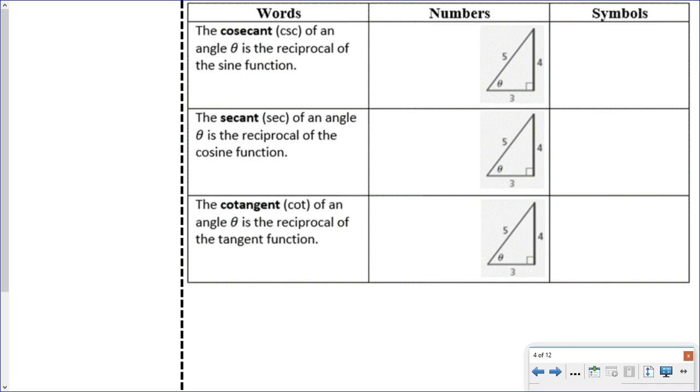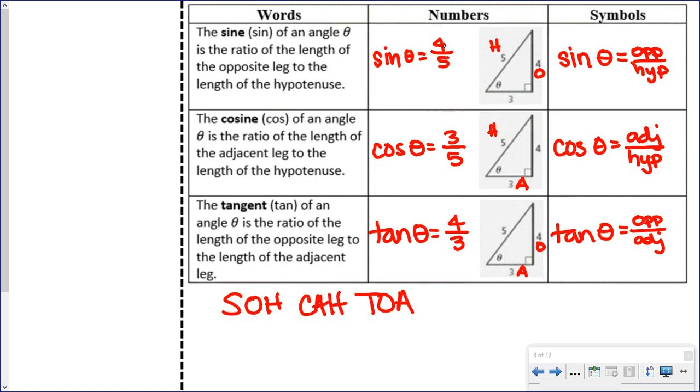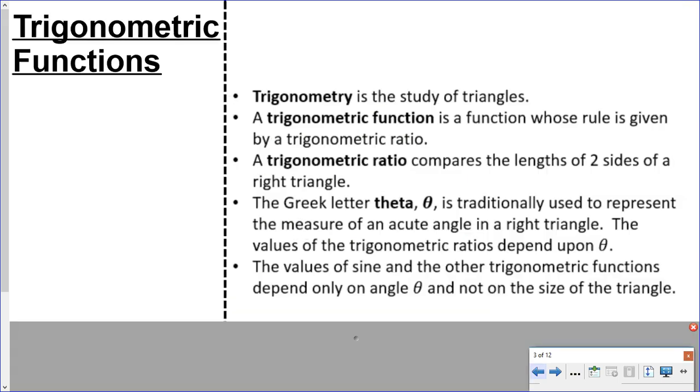So the cosecant, which is CSC for short, is the reciprocal of the sine function. So then cosecant of theta, and I'm going to put 1 over sine theta so that you know this means it's the reciprocal. So if I look back on the sine function that we just had, the sine was 4 over 5. So then just do the reciprocal of that, and that will be the cosecant.